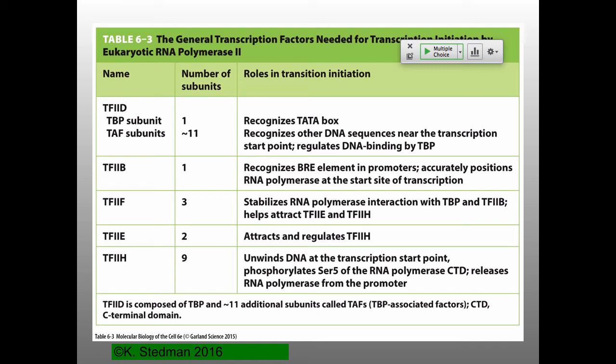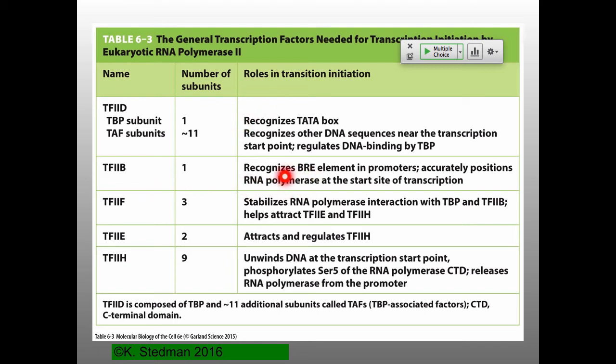It's not my fault. So the TATA binding protein associated factors, these are the rest of TFIID. And it turns out that these are really important for the regulatory functions that we'll talk about after the next midterm, so you'll remember them again then.